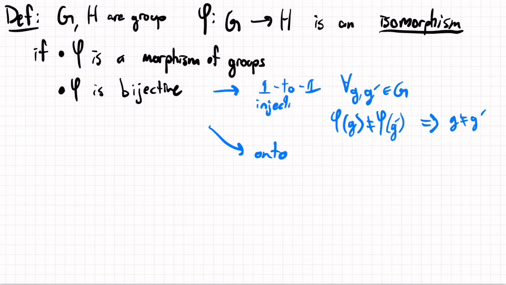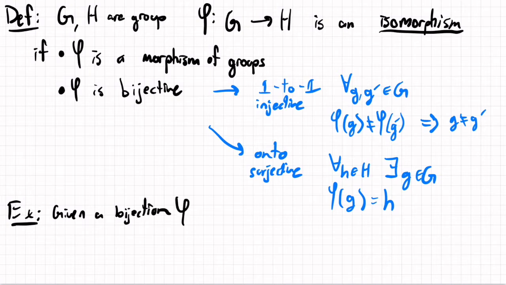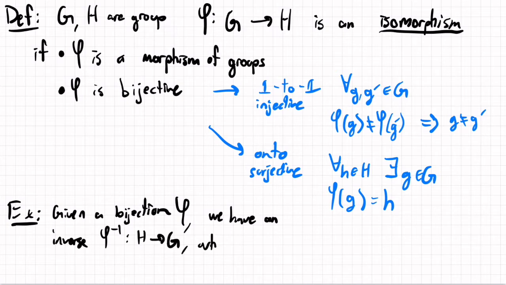So this is also called injective. It's called surjective. This is for every H in H, there exists a G in G such that phi of G equals H. So when you're a bijection, one thing that you should prove for yourself as an exercise, if you haven't seen this already, is given a bijection, we have an inverse map. We get an inverse map, phi inverse from H to G, which is also a bijection.